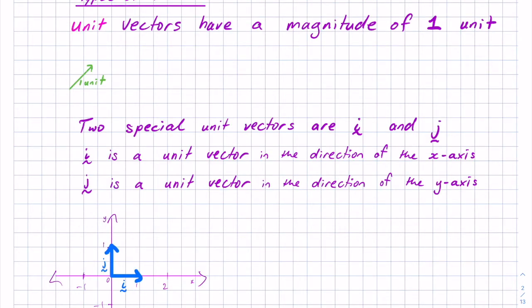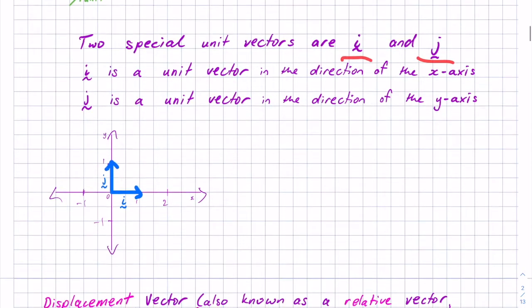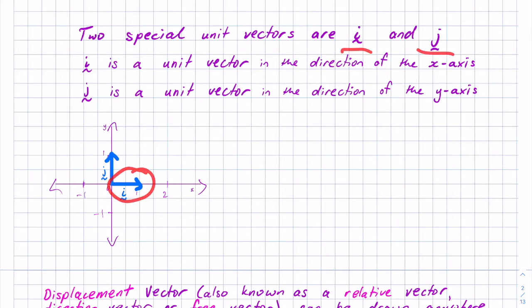Okay, let's talk about some types of vectors. Firstly we have a unit vector, which has a magnitude of 1 unit. So here's an example here. It's 1 unit long. There are two special unit vectors, i and j. i is the unit vector in the direction of the x-axis. The direction of the x-axis is that way, that's its positive direction. And j is the unit vector in the direction of the y-axis, so going up.